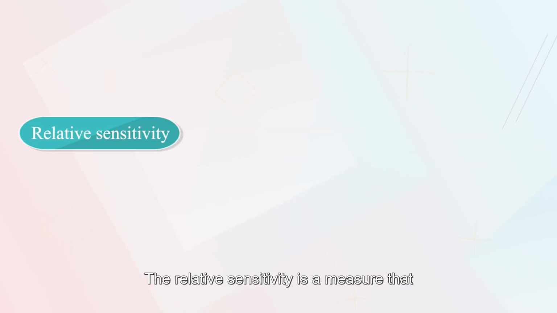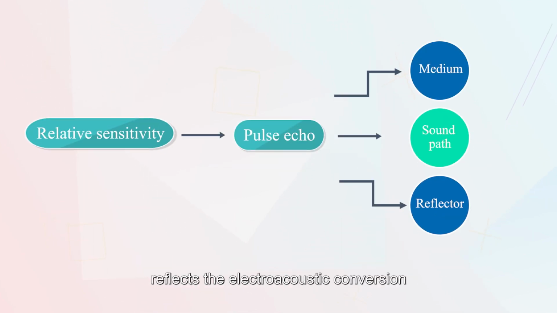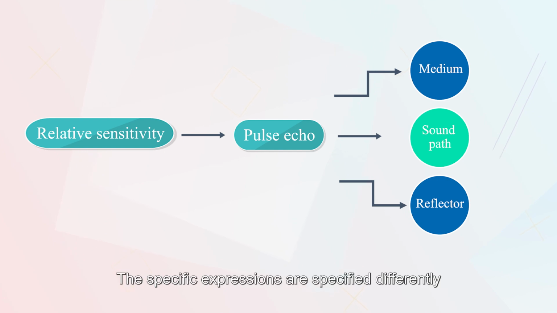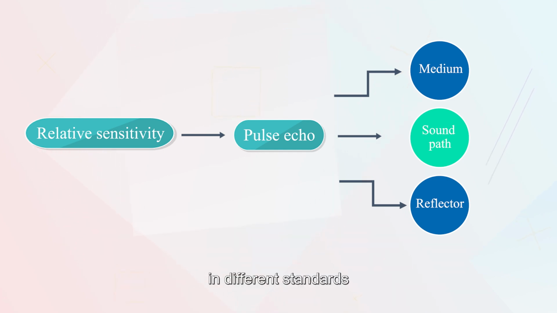Relative sensitivity. The relative sensitivity is a measure that reflects the electroacoustic conversion efficiency of the probe in the form of pulse echo on a specified medium, sound path, and reflector. The specific expressions are specified differently in different standards. For example, GB/T 18694-2002, characterization of ultrasonic inspection probes and their sound fields for non-destructive testing, stipulates the ratio of the peak-to-peak value of the echo voltage output by the probe to the peak-to-peak value of the excitation voltage applied to the probe.